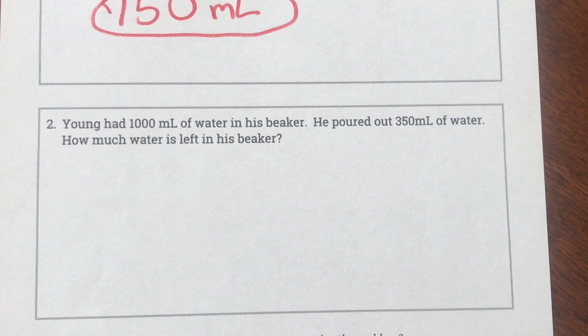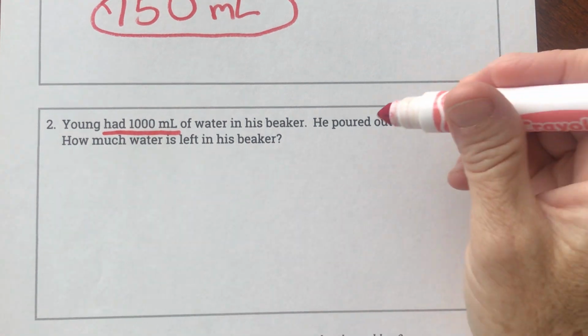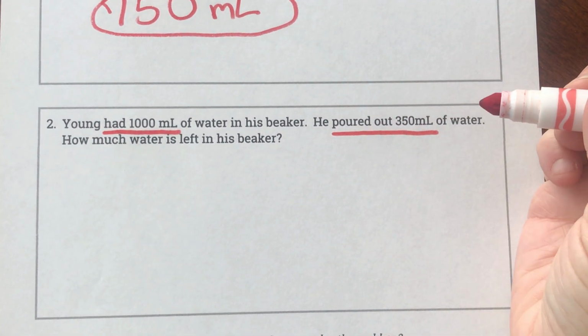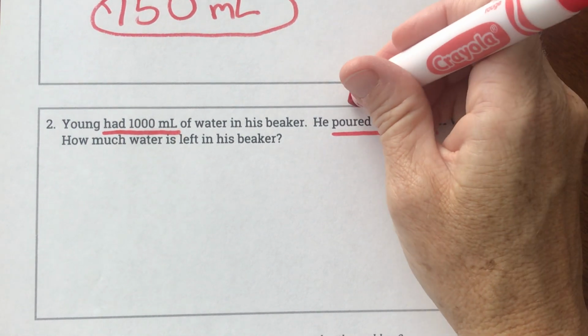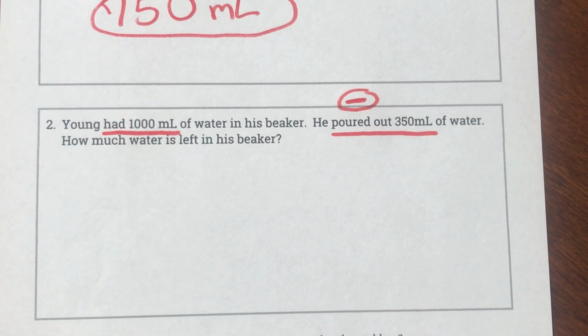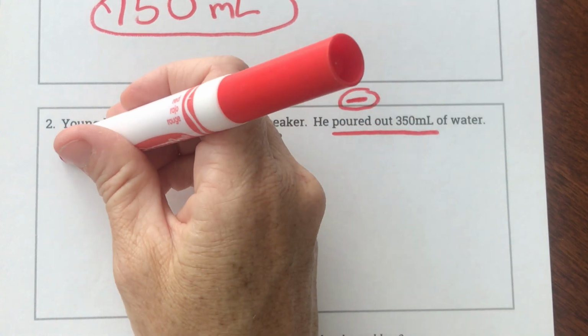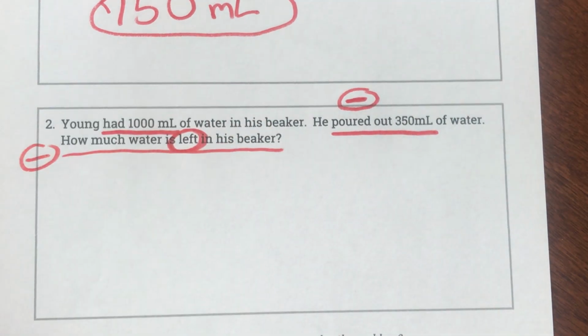Young had 1,000 milliliters of water in his beaker. He poured out 350 milliliters of water. How much water is left in his beaker? Okay, so what do I see? He had 1,000 milliliters, and he poured out 350 milliliters. Well, if you pour something out, you're taking something away. That's a subtraction. I also see in my actual question, how much water is left. This left also tells me it's a subtraction problem.